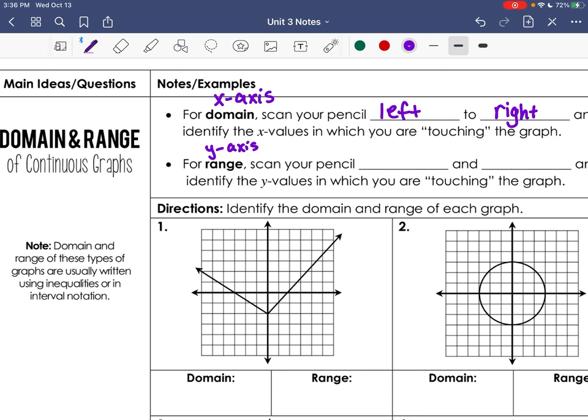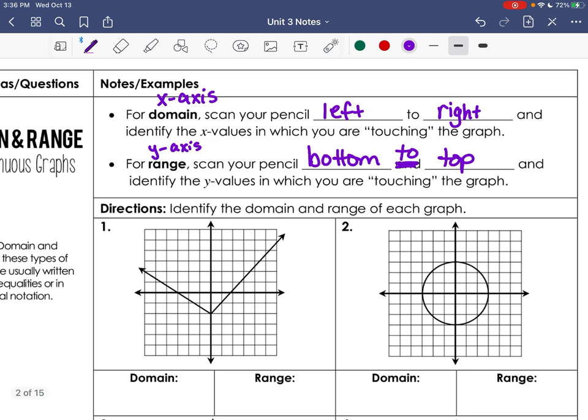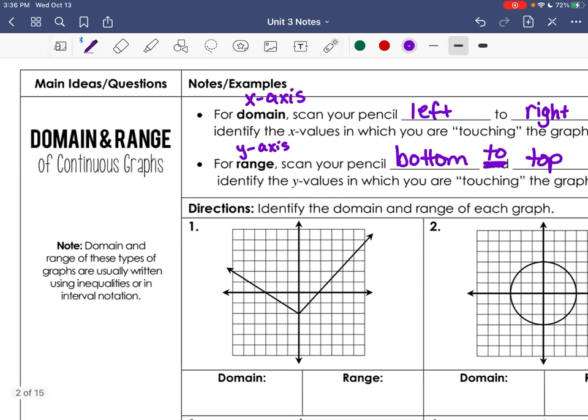For the range, you're scanning your pencil from the bottom to the top. I like to do bottom to top when writing the interval notation. It just makes it easier to make sure you get it right. And we're going to identify the y values when you're looking at the graph. So you're talking about up and down on the graph. So how far down does it go? How far up does it go?